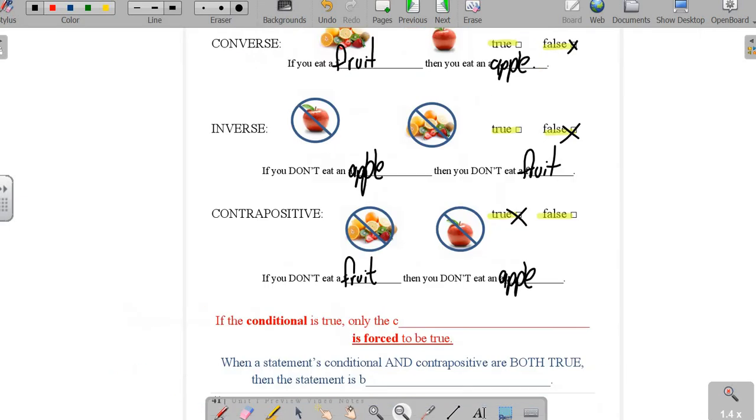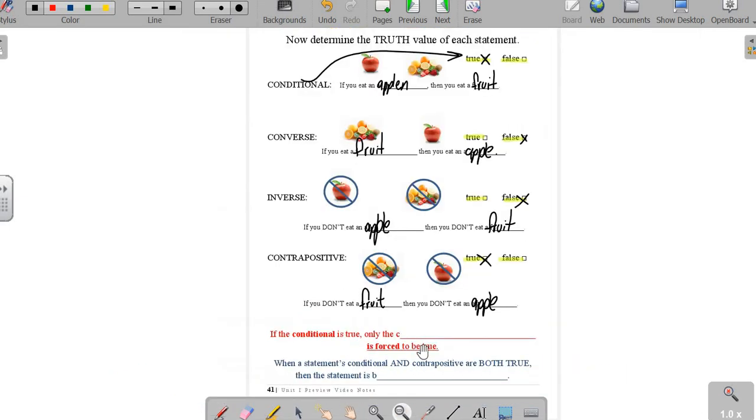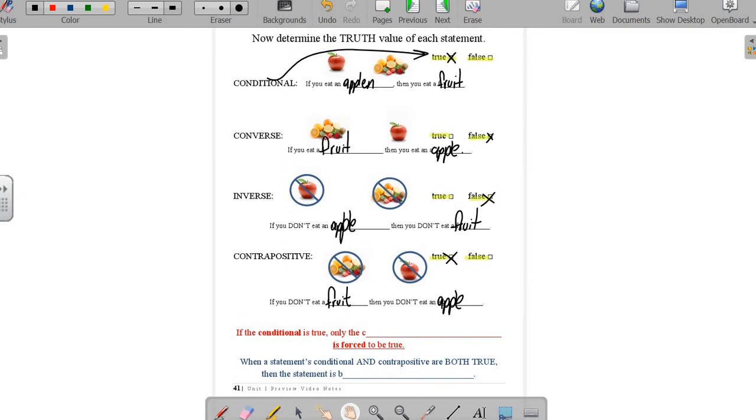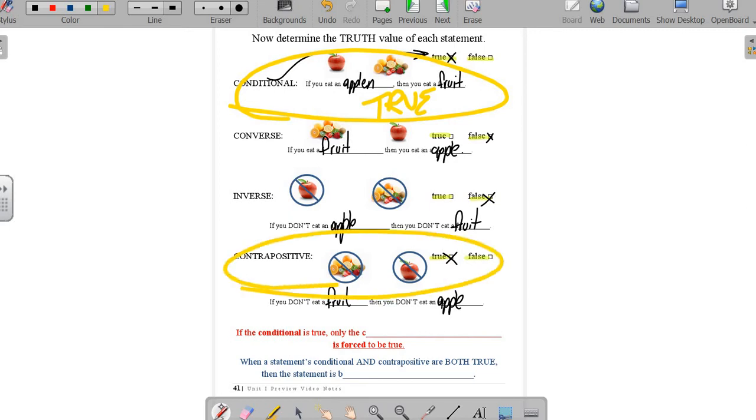So this entire page demonstrates a really simple concept in logic training. If a conditional is true, only the contrapositive is also forced to be true. The inverse and the converse are like maybe statements. We're not sure.